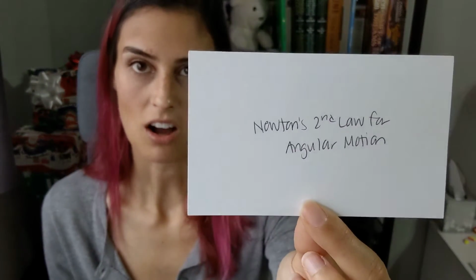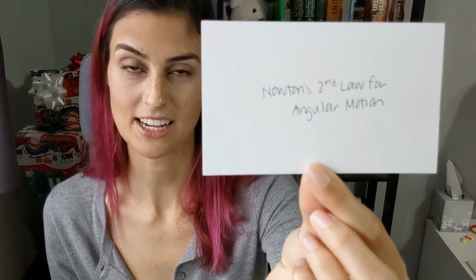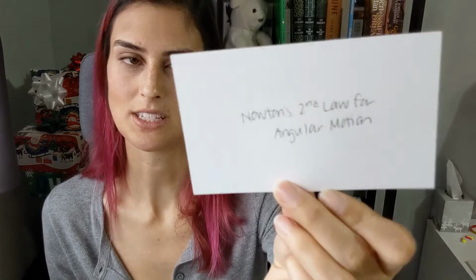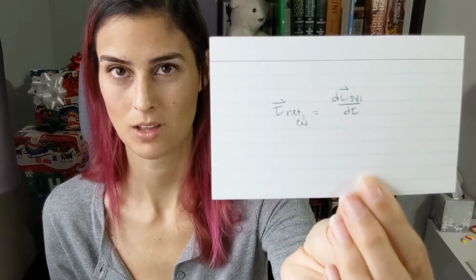Newton's second law for angular motion. So this is saying that the net external torque is equal to the time derivative of the system's angular momentum. So this is somewhat analogous to F equals ma, which we might get to eventually.